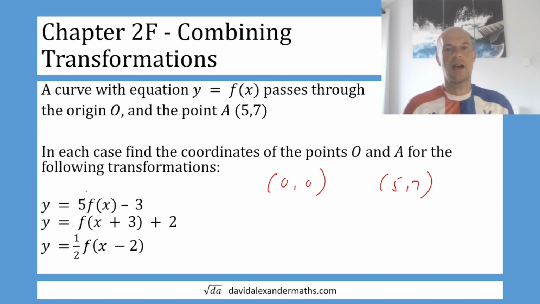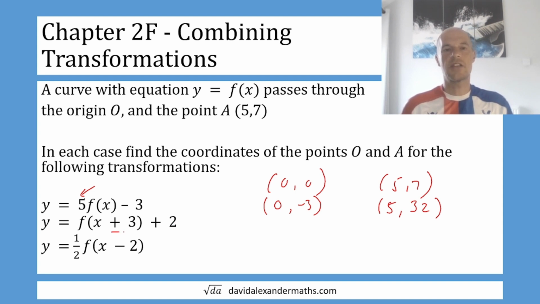If it's only going to be affecting the y coordinates, then the x's will remain as they are, so it will remain as a 0 and a 5. What we're doing is multiplying all the y numbers by 5, and then subtracting 3. So 0 multiplied by 5 is 0, subtract 3, negative 3. 7 multiplied by 5 is 35, and take away 3 is 32. So 5, 32. Okay, now the next one, y equals f of x plus 3, plus 2.